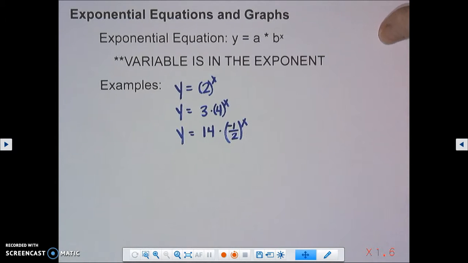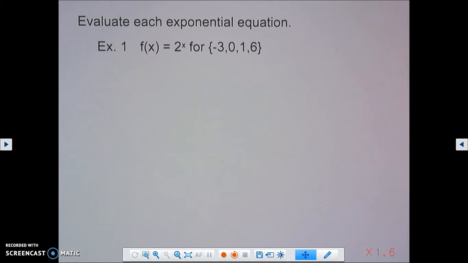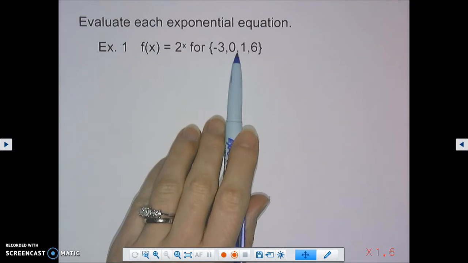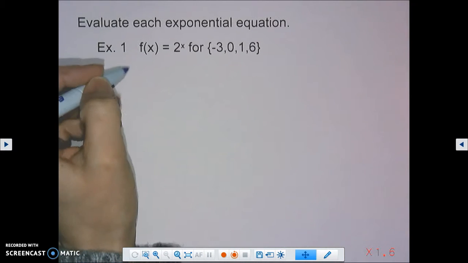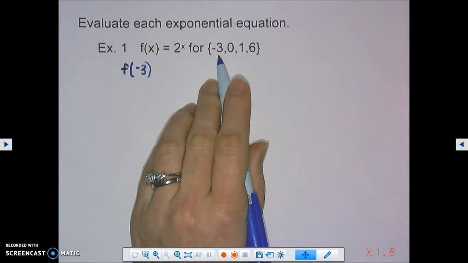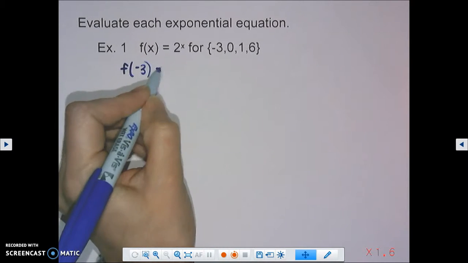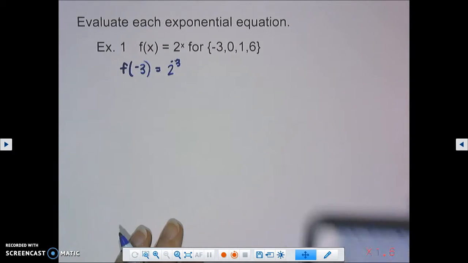So the first thing we're going to work on is evaluating exponential equations. We're going to deal with f of x equals 2 to the x power, and we're going to evaluate it for these values: -3, 0, 1, and 6. All that's telling us is what the domain values are, the x values we're plugging in. So the first thing we're going to do is find f of -3. That's the first value they give us. That means we're going to plug -3 in for that x.